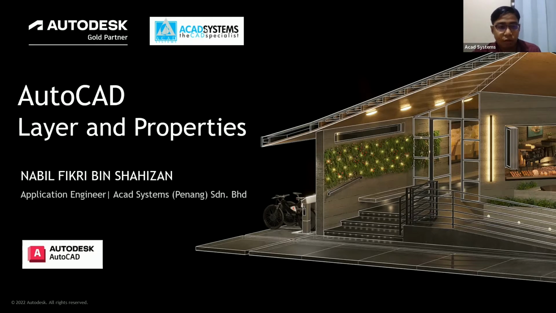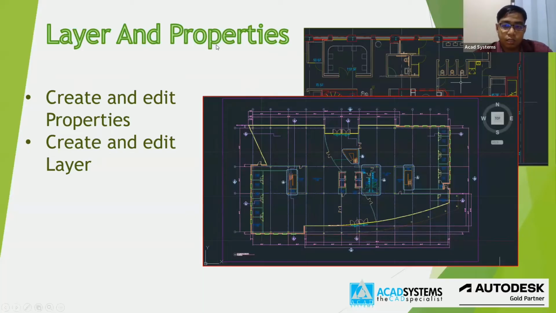So for today's topic, I would like to share with you about the application on AutoCAD, which is layer and properties. Right, so basically this is the agenda for today. We're going to create and edit properties, and we're going to create and edit the layers. The properties are basically just the appearance of your sketches, such as colors, line type, line weight, transparency, and so on. So basically not much from the properties.